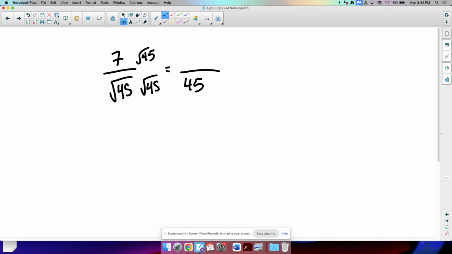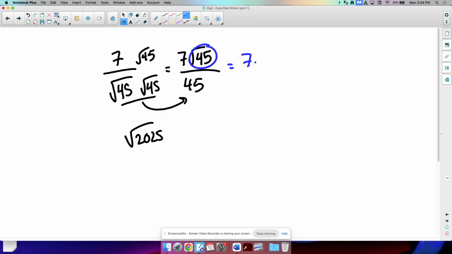If you want to figure out what 45 squared is, 45 times 45 is 2025. Take the square root of that number, you get back to 45. Take the shortcut. Square root of 45 times the square root of 45 is 45. And then up top, the 7 and the 45 can't multiply. Every step along the way, you just need to see, can we do more?